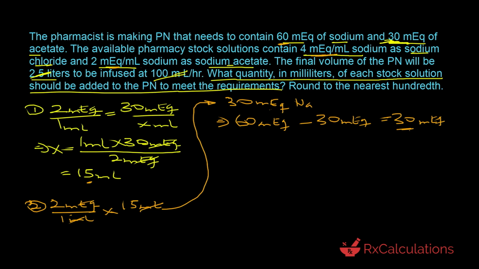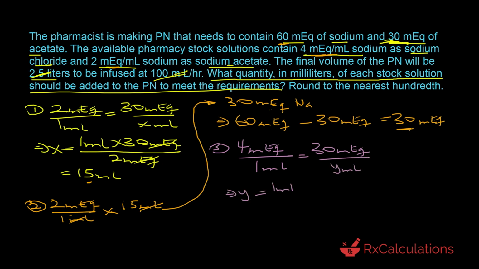So in the third step, you have 4 milliequivalents in 1 milliliter. That's equal to 30 MEQ over some volume. So if you solve for the unknown, it's going to be 1 ml times 30 MEQ divided by 4 MEQ. And that's going to be equal to 7.5 milliliters of the sodium chloride.